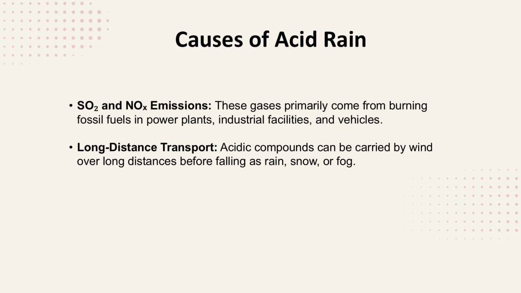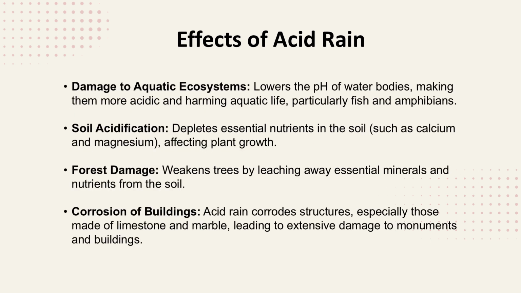Causes of acid rain. Sulfur oxide and nitrogen oxides emissions. These gases primarily come from burning fossil fuels in power plants, industrial facilities, and vehicles. Long-distance transport. Acidic compounds can be carried by wind over long distances before falling as rain, snow, or fog. Effects of acid rain. Damage to aquatic ecosystems, soil acidification, forest damage, and corrosion of buildings.